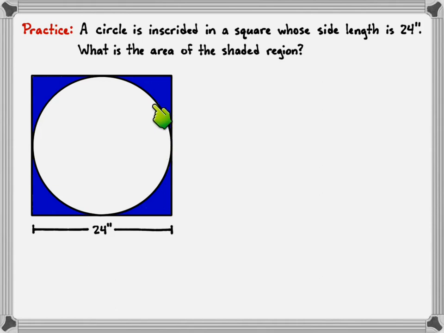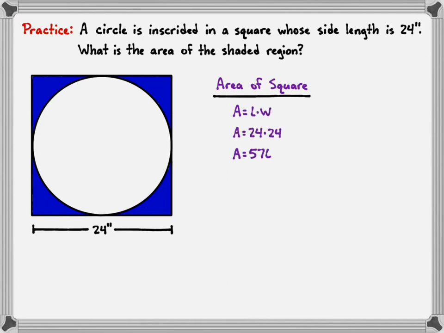Well, the shaded region, you'll notice, is kind of like leftovers. So what we're going to do here is we're going to find the area of the square, we're going to find the area of the circle, and then we're going to subtract those two things, and then we'll end up with the blue region. So the area of the square, remember the square is just a rectangle, so it would be base times height. So it would end up being 24 times 24, which is 576. So the area of the square is 576 inches squared.